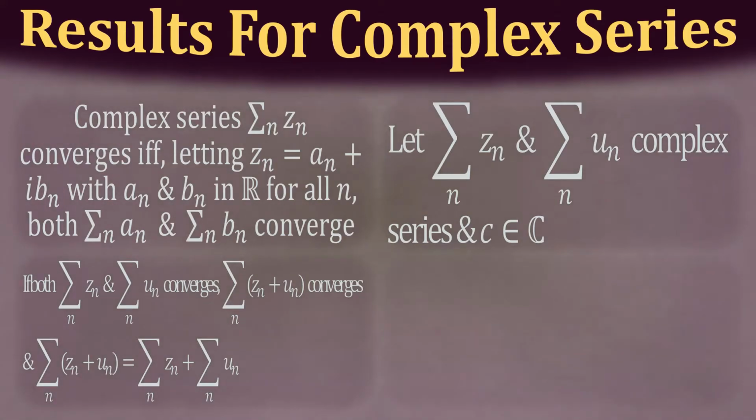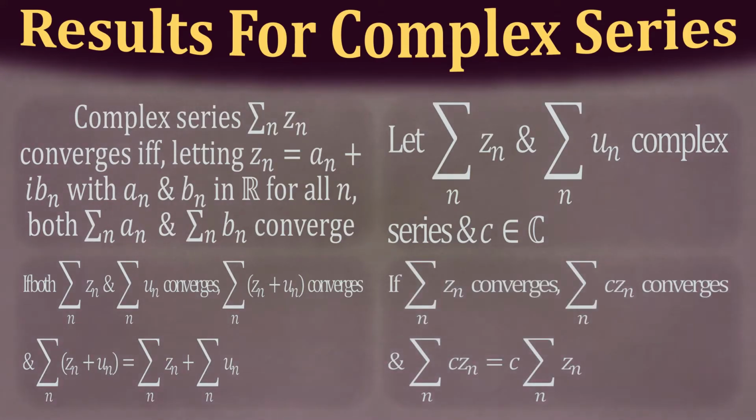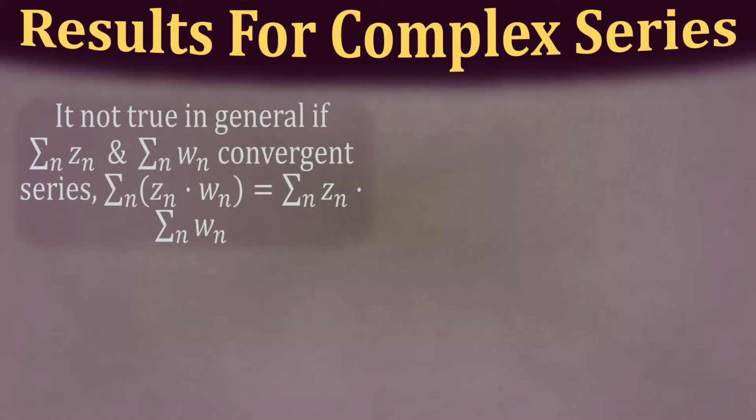If the sum over all n of Zn converges, then the sum over all n of C times Zn converges, and the sum over all n of C times Zn is equal to C times the sum over all n of Zn. Do be aware, though, that it's not true in general that if the sum over all n of Zn and the sum over all n of Wn are convergent series, then the sum over all n of Zn times Wn is equal to the sum over all n of Zn times the sum over all n of Wn.